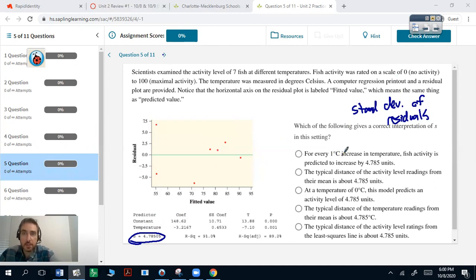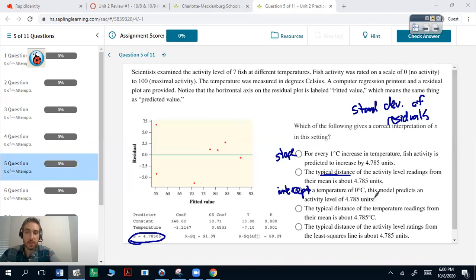For every 1 degree Celsius increase in temperature, fish activity is predicted to increase by 4.785. This interpretation seems more in line with what slope would be saying. So we don't want to do that. The typical distance of the activity level readings from their mean is about 4.785. Now, typical distance is something you want to say for standard deviation, but it's not from the mean. It's from the actual values from the line of best fit. So it's not going to be that one. At a temperature of 0 degrees Celsius, this model predicts an activity level of 4.785. That wording is more of the intercept.